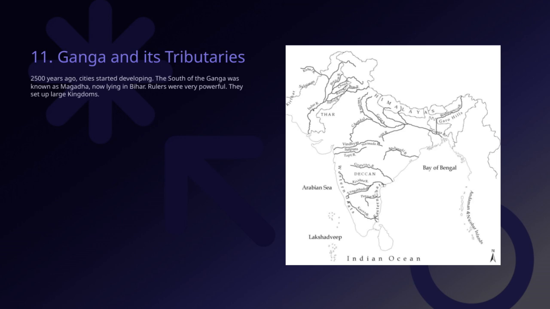The development of these cities and kingdoms played a crucial role in shaping the history of India. It shows how leadership and strategic location along major rivers like the Ganga contributed to the rise of powerful civilizations. So, in this part of our story, we see how the early growth of cities and kingdoms set the stage for the rich history that followed.